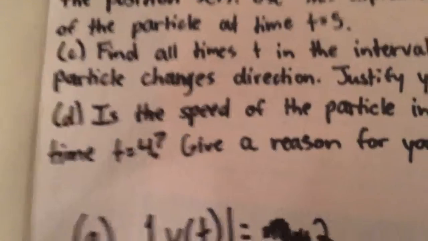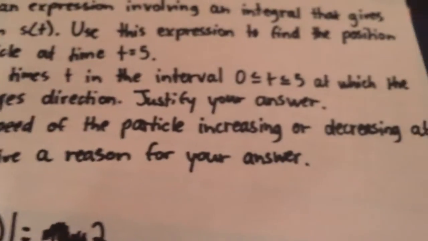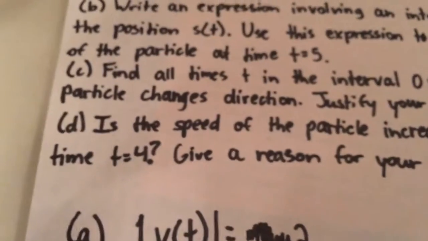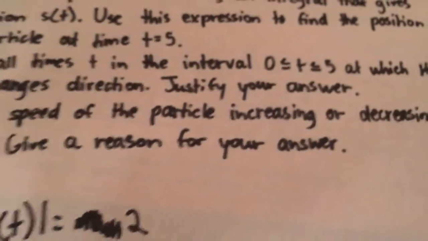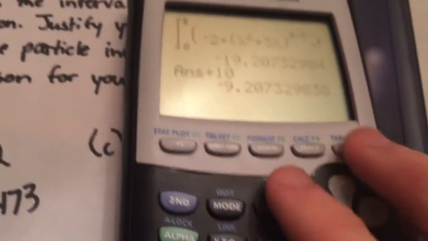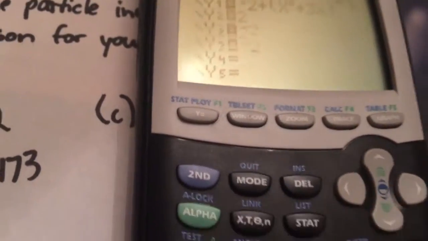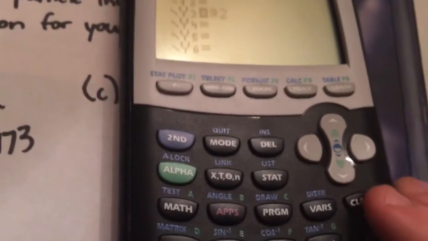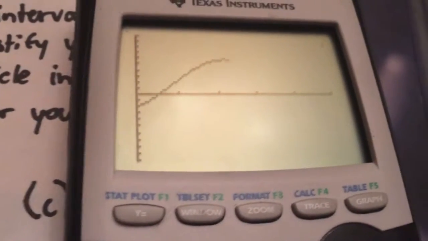Next is C. Find all times t in the interval 0 to 5 at which the particle changes direction. Justify your answer. Alrighty. So, first, let's look at the graph. Let's see where the particle changes direction. I should still have the graph. I'm just going to take out the y equals 2 and y equals negative 2. And let's just take a look at the graph here.